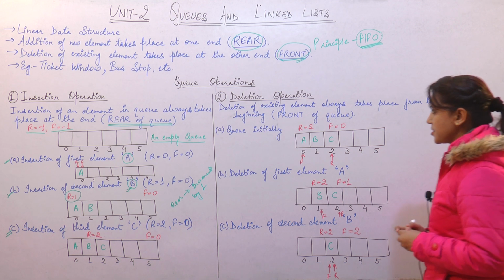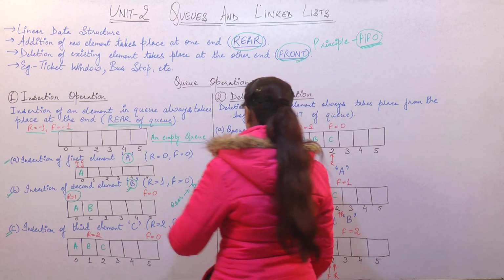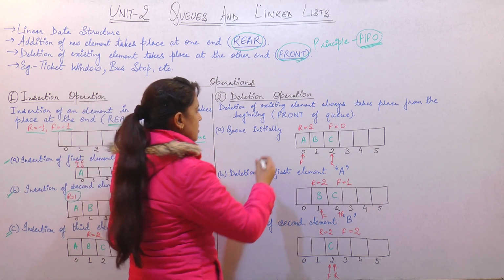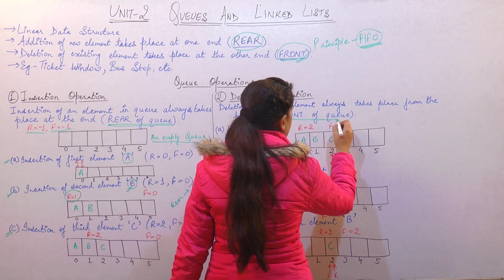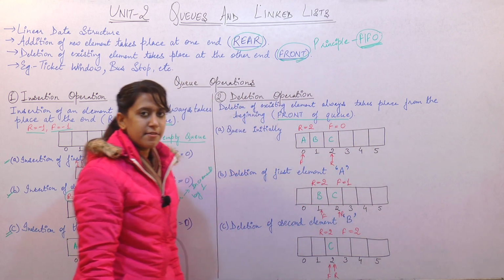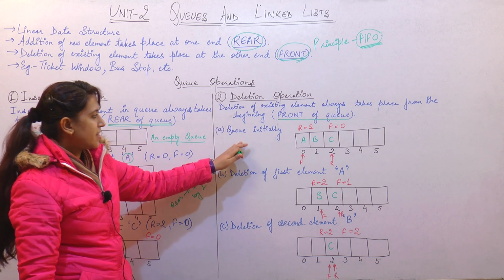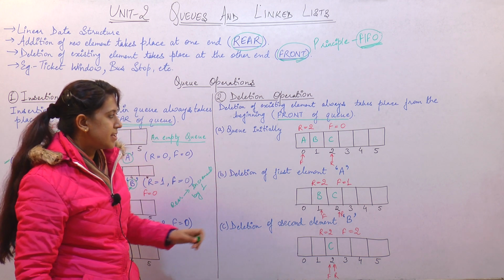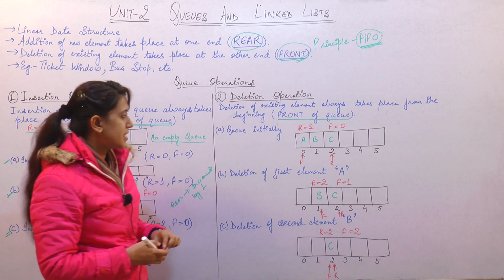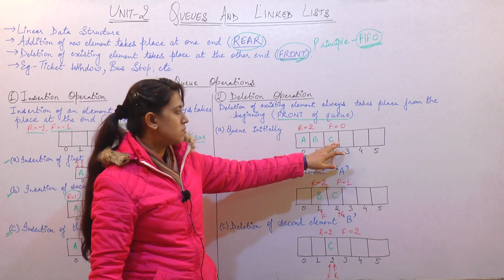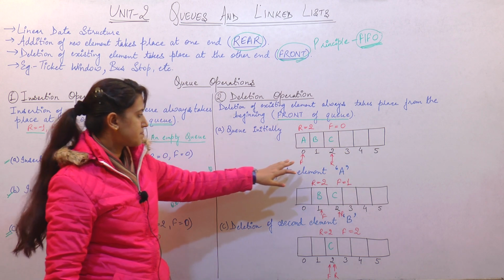In deletion operation, the deletion of an already existing element always takes place from the beginning, that is, the end from where the already existing element will be deleted is known as the front of queue. Initially we have a queue in which 3 elements are present, A, B and C. The value of rear end is 2 and front end is 0.